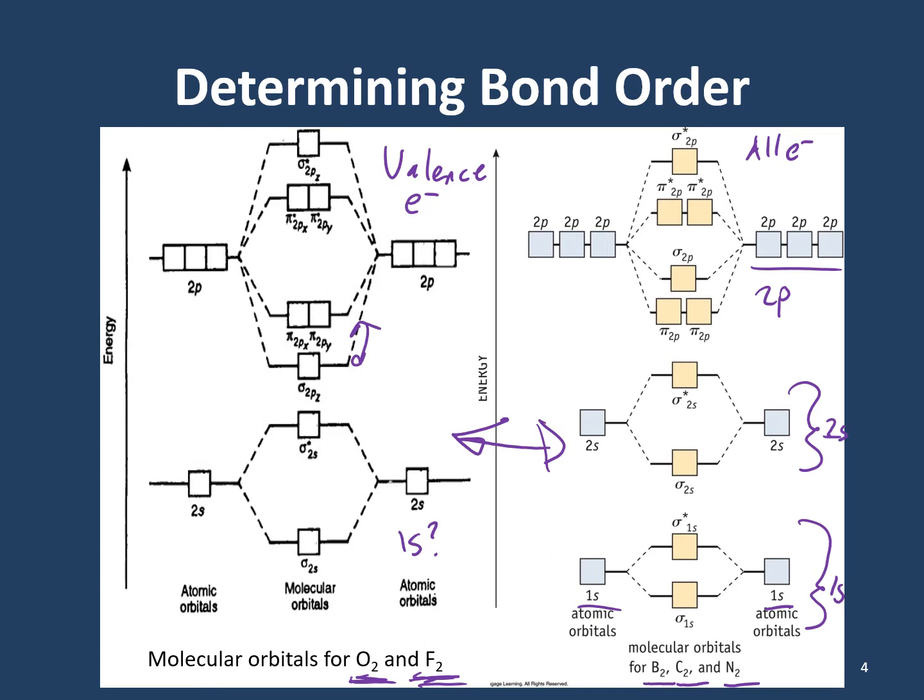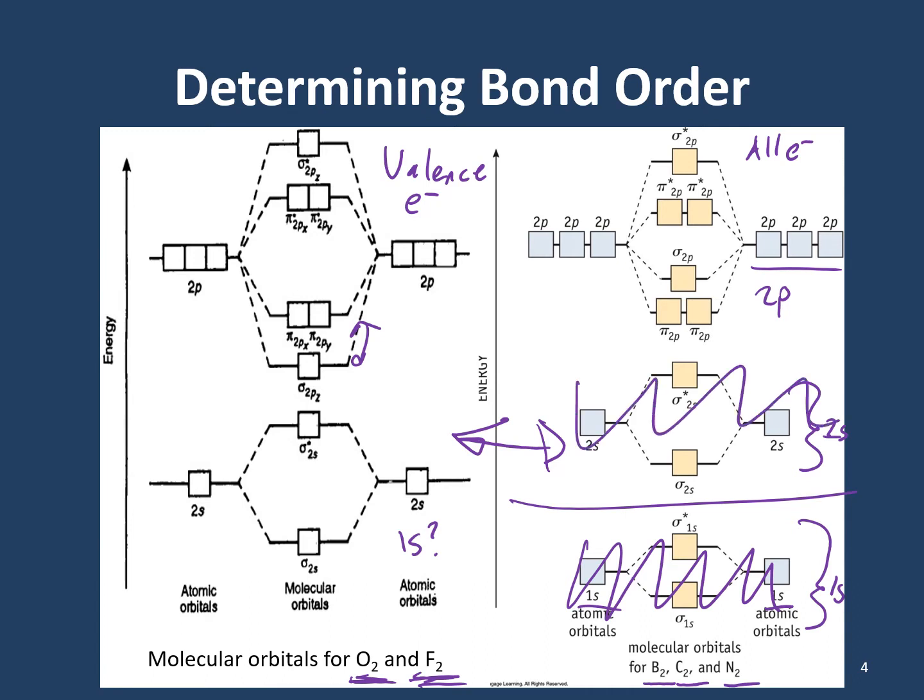It does not matter to me which version you use. If you don't want to use the 1s, that's totally fine. You can cross it out and only do these top ones. You cannot cross off the 2s though. That is not okay. You have to include the 2s. So you're either doing all the electrons or only the valence shell.